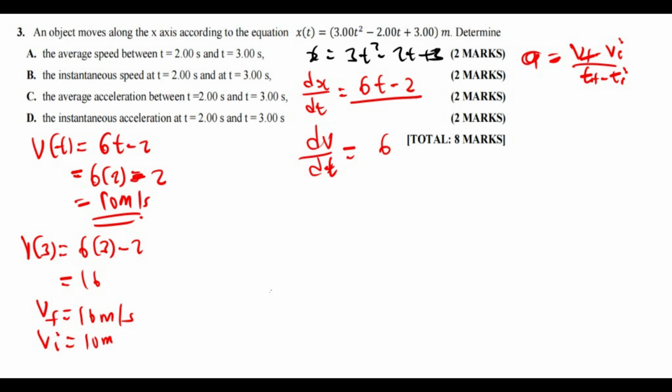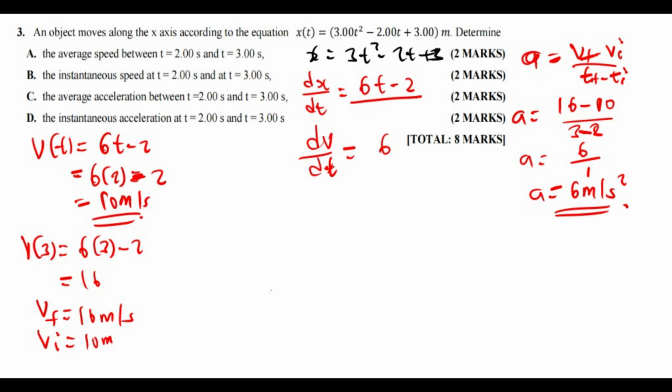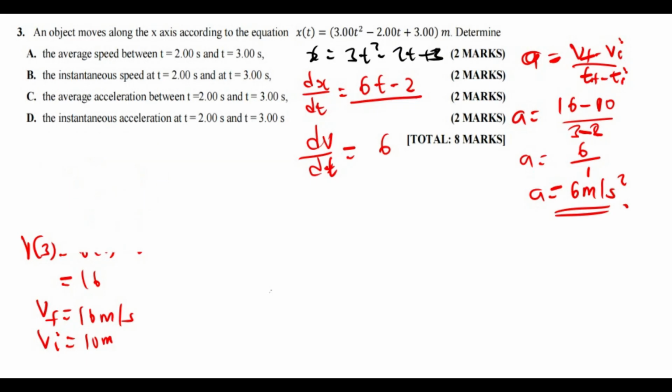Now let's go to time. Again, time we already know, so it will be like this. My average acceleration will be equal to 16, which is the final, minus 10, divided by 3 minus 2. And I'll end up having 16 minus 10, 6, right? So the average acceleration is 6 meters per second squared. Simple as that. That is the same now. What will be the instantaneous?